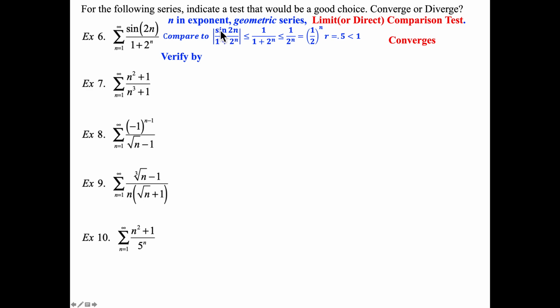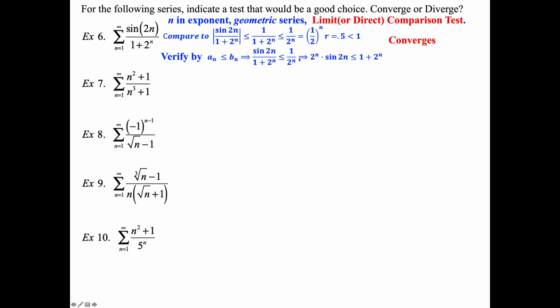So I know that the absolute value of sine of 2n over 2 to the n is less than or equal to 1 over 2 to the n. Remember, sine goes from -1 to 1, so I'm throwing absolute value bars on it. So this is going to bounce back and forth between -1 and 1. So putting absolute value bars, I only have to compare it to the 1. Now, what did I compare it to? 1 over 2 to the n, or 1/2 to the n power. So that, like I said, is less than 1, so I know it converges.